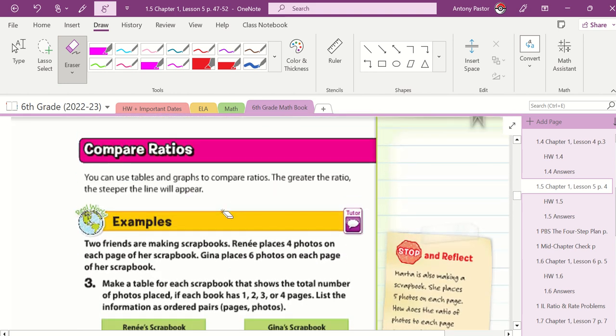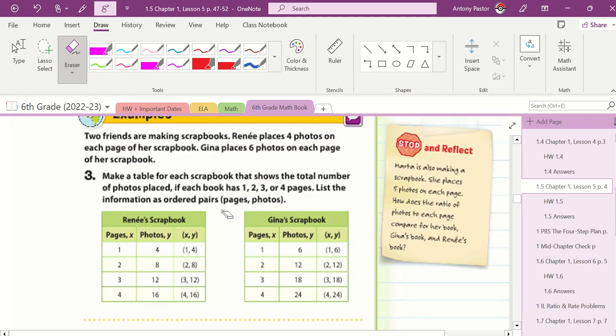Compare ratios. You can use tables and graphs to compare ratios. The greater the ratio, the steeper the line will appear. Two friends are making scrapbooks. Renee places 4 photos on each page of her scrapbook. Gina places 6 photos on each page of her scrapbook.